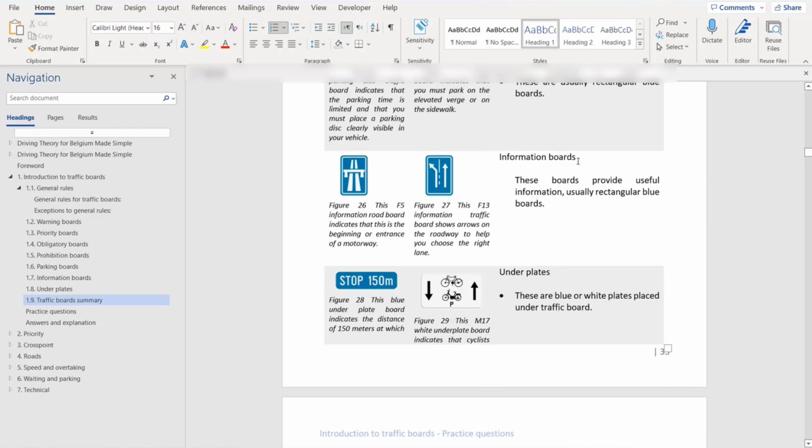Next are the information boards. These are boards which provide useful information and are usually rectangular blue boards. So this board on the left indicates the start of a built-up area, and this board indicates the lanes that you may select depending on the direction you have to go, right? So if you want to turn left, you can already select here the left lane, and if you want to go straight, you can keep your vehicle on the right lane.